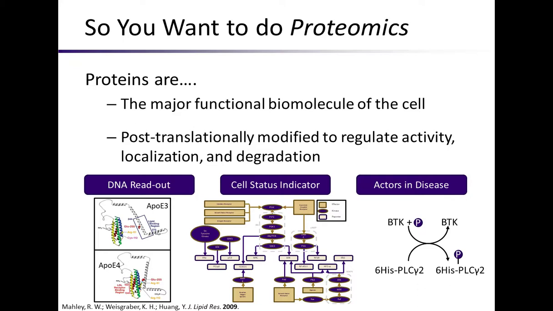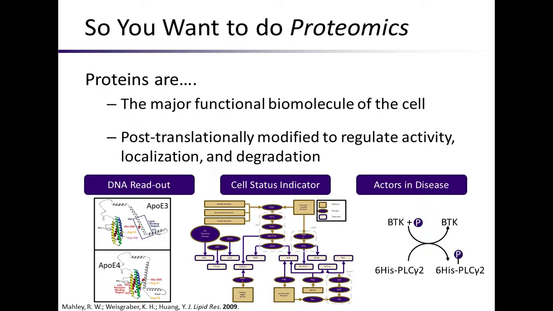We want to measure these proteins, and perhaps we want to measure their post-translational modifications, which regulate the activity of the protein, the localization of the protein, how long the protein lasts. We might want to do this to get a readout of what the DNA is doing. For example, in Alzheimer's disease, there is a DNA mutation that creates ApoE4 instead of an ApoE3 protein, and that puts you at high risk for Alzheimer's disease. We can look at post-translational modifications as an indicator of the cell status in various signaling pathways.